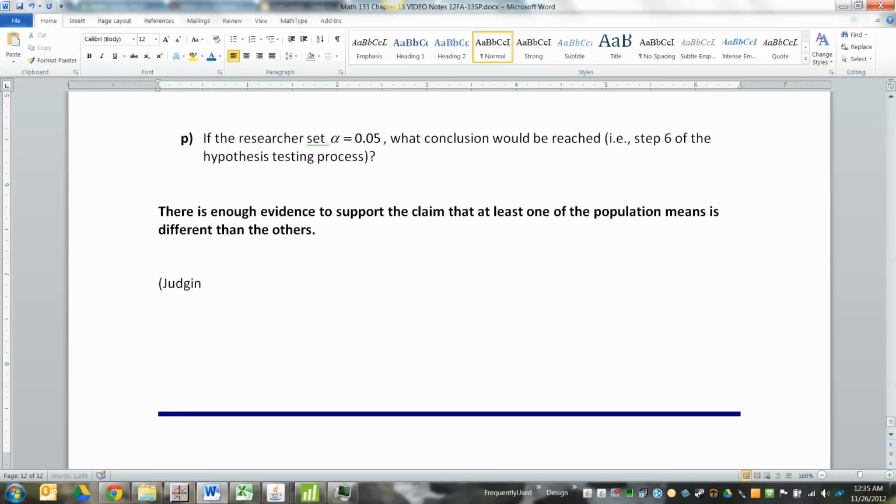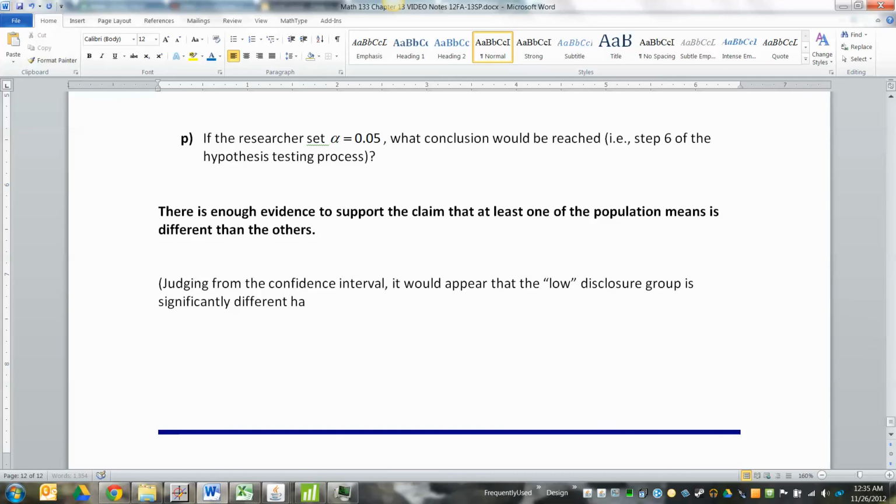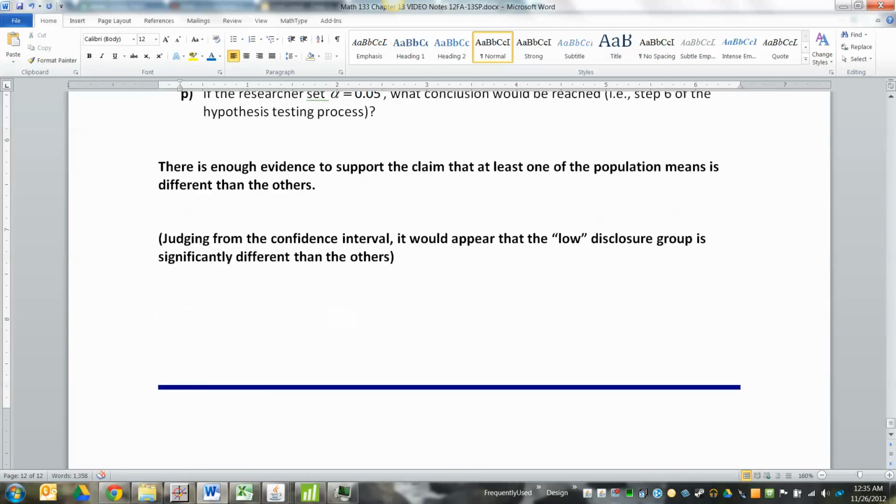Judging from the history, judging from the confidence intervals, it would appear that the low disclosure group is significantly different than the others. Which might be interesting to you as either a professor or a teacher or a psychologist. You know, if we expose bits of ourselves, even if it's just at the medium level, does that help our students become better learners in our classroom and stuff like that? But that's all stuff to ponder as you take statistics on to other and bigger things.